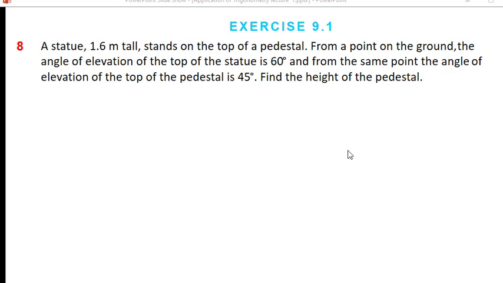Next problem, eighth problem. A statue 1.6 meter tall stands on the top of a pedestal. From a point on the ground, the angle of elevation of the top of the statue is 60 degree, and from the same point the angle of elevation of the top of the pedestal is 45 degree. Find the height of the pedestal. Okay, you try this problem yourself. I will discuss this problem in the next class.